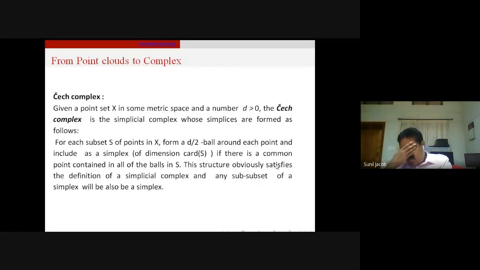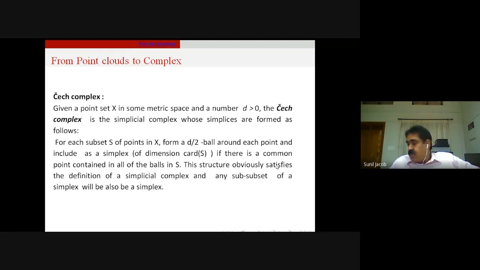I told you how to construct a topological space out of that. Given a set of points, I want to construct a simplex out of that, and using simplices, you can go for a complex. There are two ways of constructing a complex. The first one is called a Čech complex, and the second one is called a Rips complex.